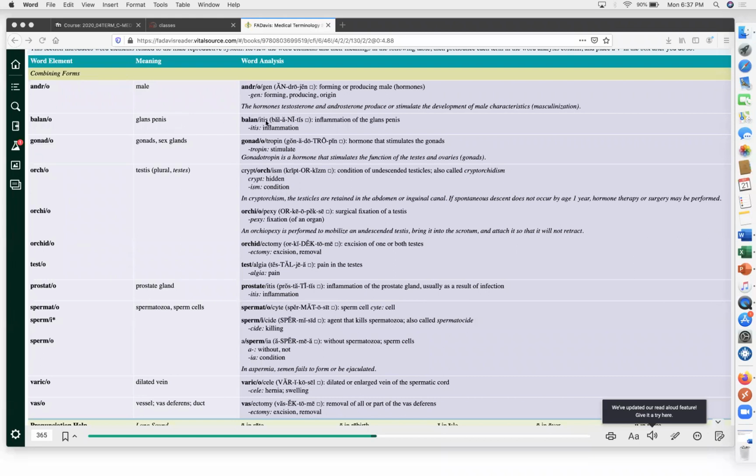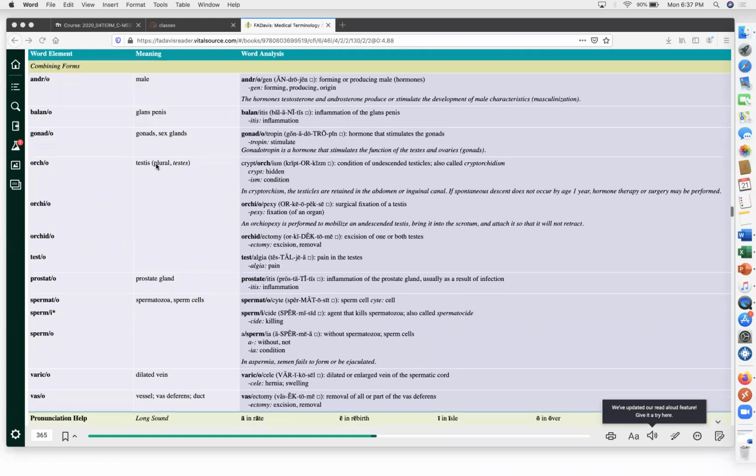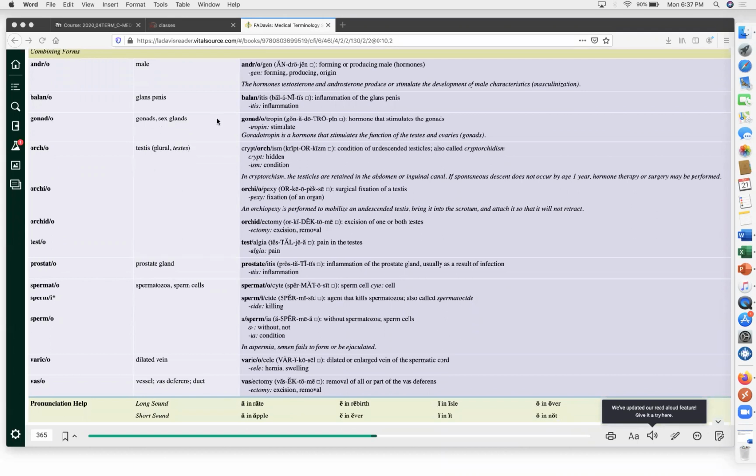Balanitis is inflammation or infection of your glans penis. Sex glands or gonads. So a gonadotropin is a hormone that stimulates the testes and ovaries.